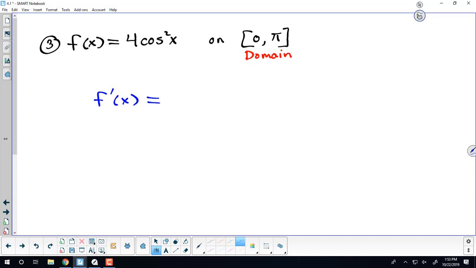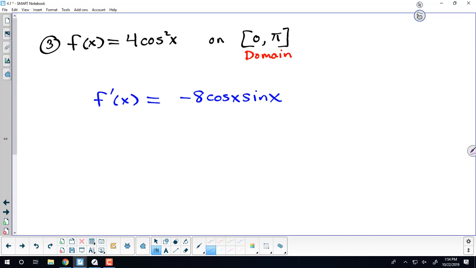So what did y'all get? Somebody at this table want to volunteer what you got? First derivative? 8 cosine x times negative sine x. So 8 cosine x times negative sine x. Yep. Do y'all agree? Everybody get that? Okay.